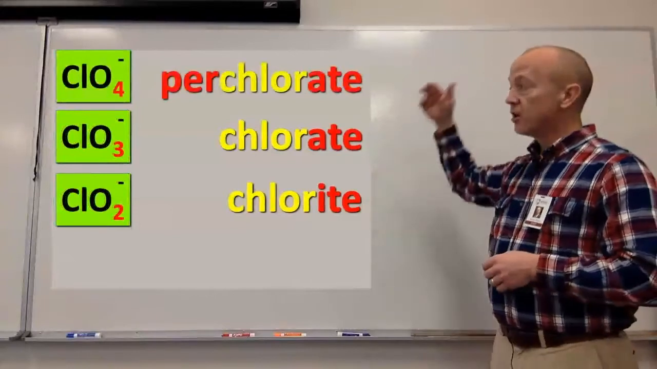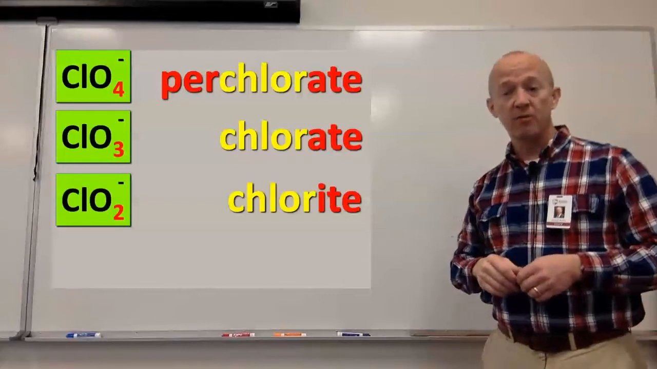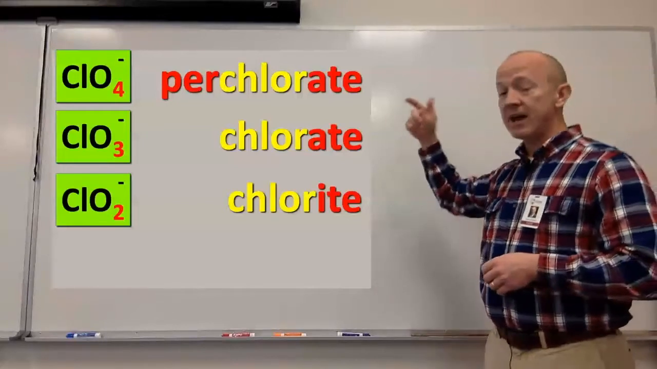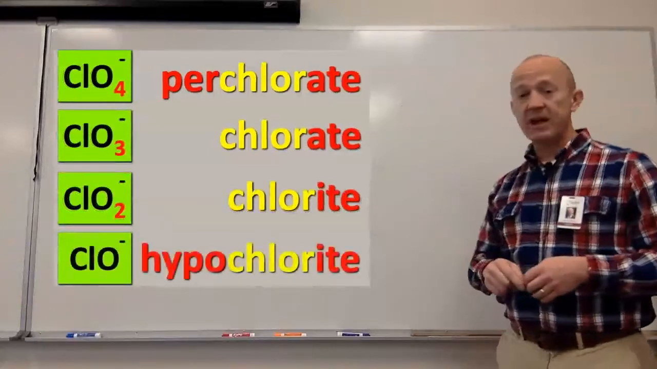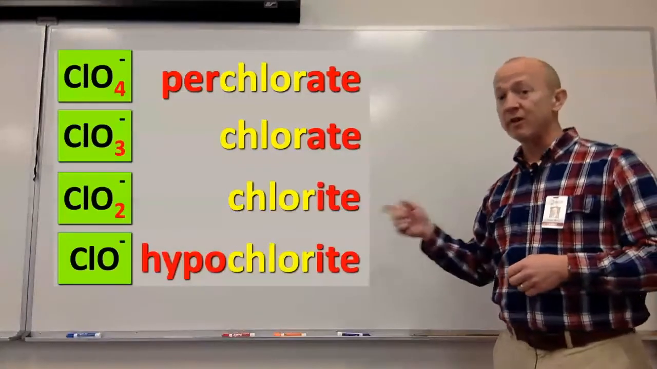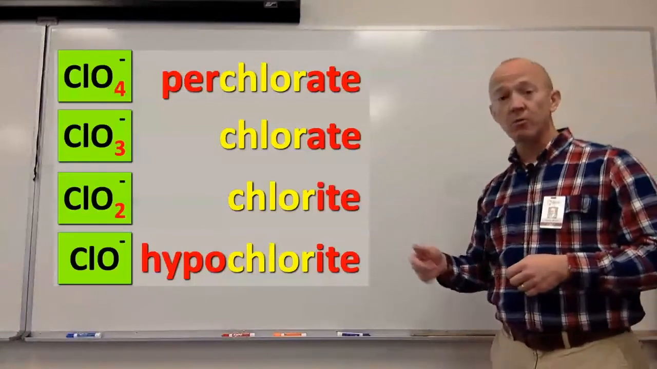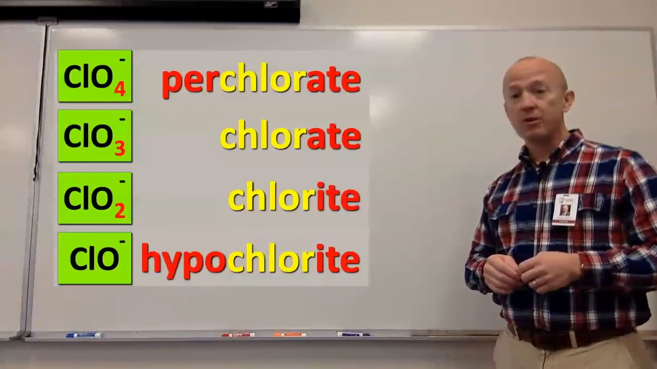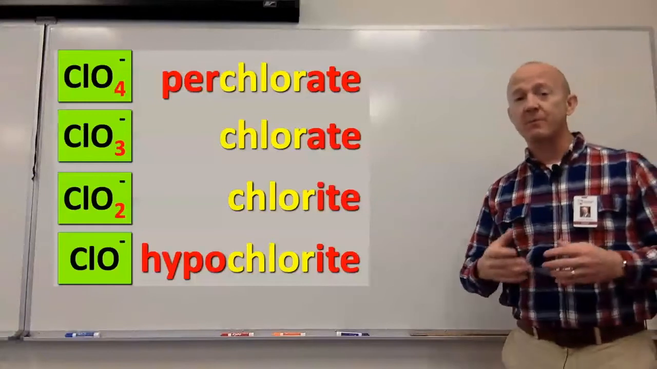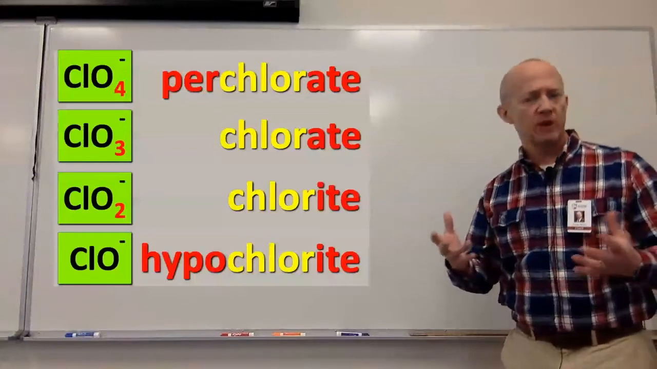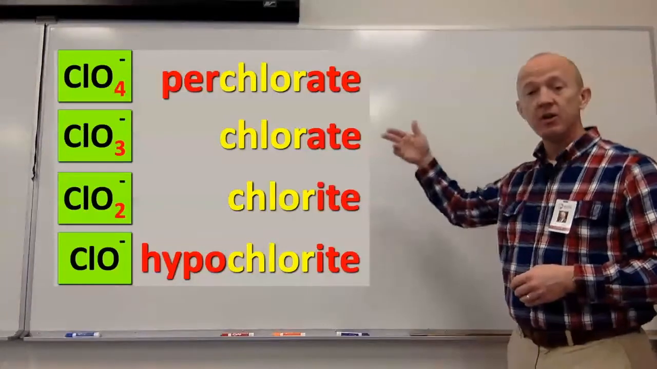In other words, perchlorate is when we have ClO4 with a negative charge. One extra oxygen above chlorate. And on the other end of the spectrum, we can have a chlorine oxyanion with one less oxygen than chlorite does. ClO with a negative charge. We call this hypochlorite. We sort of think of hypo as less than normal, right? So maybe that'll help you think of hypochlorite as being less than chlorite.